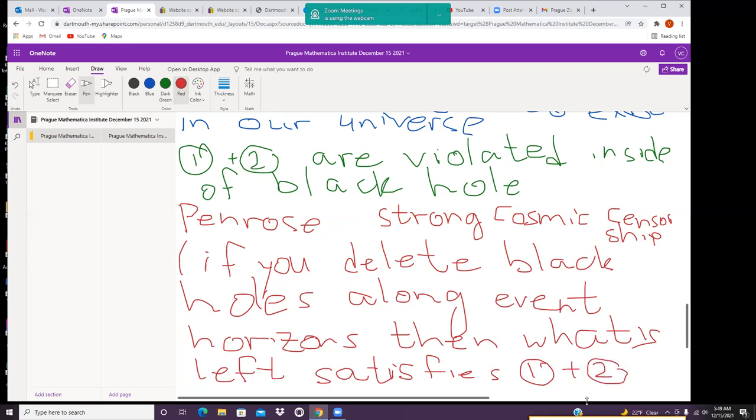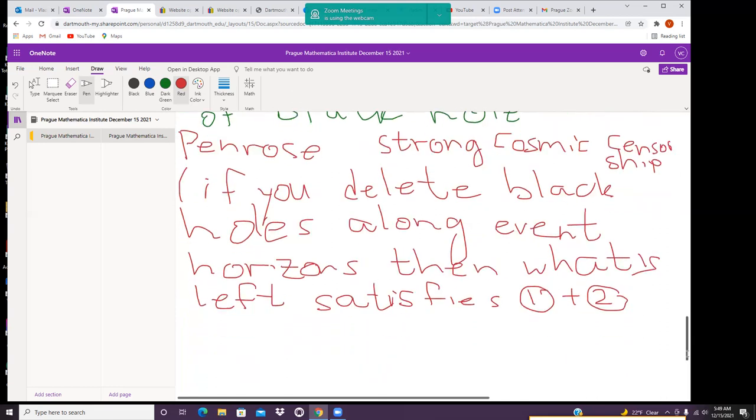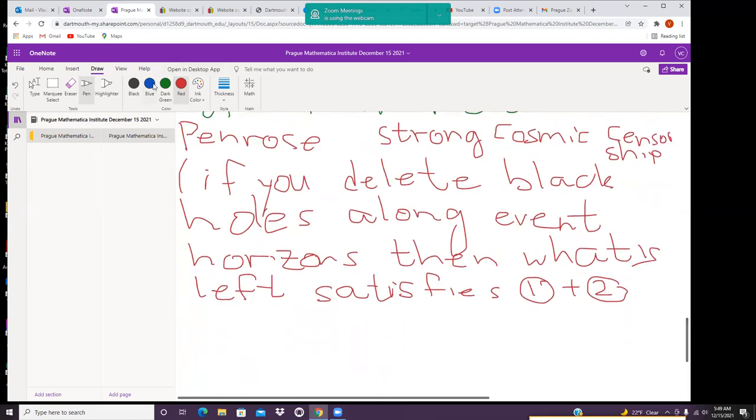So Penrose really says more. He says that any reasonable universe, not necessarily the universe we live in, but any reasonable universe, if you delete the black holes, will satisfy conditions 1 and 2. So 1 and 2 deserve special attention. Spacetimes satisfying 1 and 2 are called globally hyperbolic.